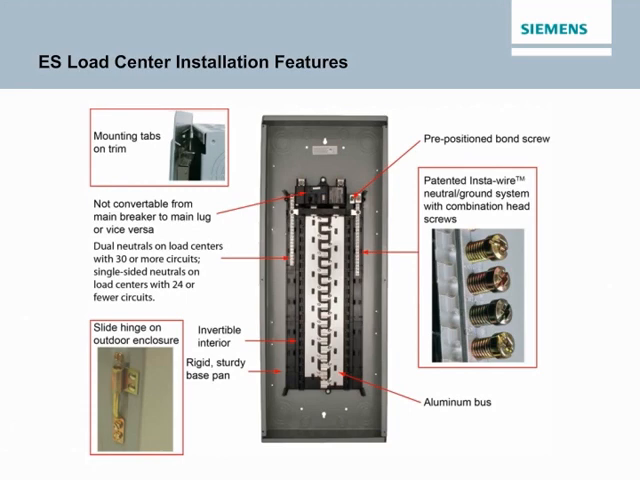The interior can be easily inverted for bottom feed application. Main lug and main breaker load centers are available, but mains are not convertible. Mounting tabs on the trim hold it in place during installation to free up both hands when driving trim screws, and the outdoor enclosure has a side hinge for ease of installation.